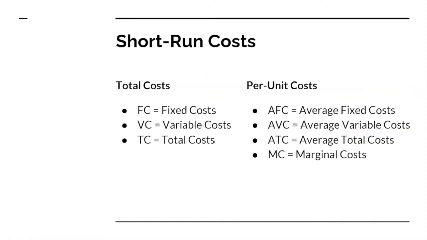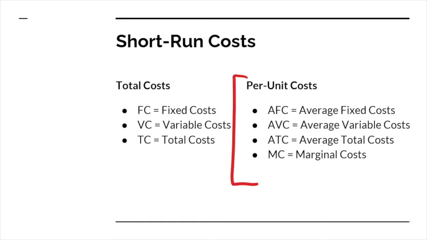Keeping that in mind, we get into our short run cost curves. The reason for this slide is that from this point on, for the rest of the year, for the rest of microeconomics, we are going to be using these acronyms instead of actually spelling out average fixed costs, average variable and variable costs, and so on and so on.